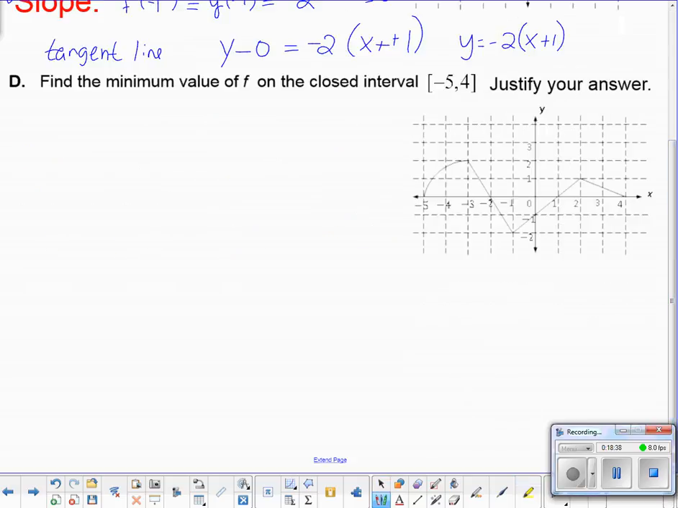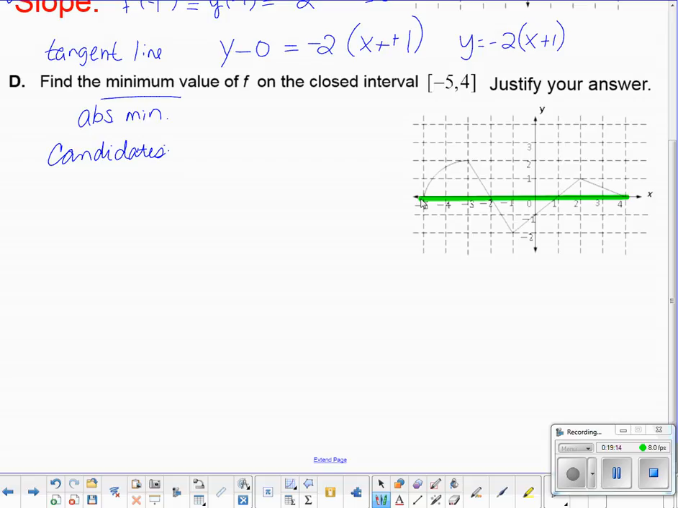Okay, part D, find the minimum value on the closed interval -5 to 4. So really this encompasses that entire region, right? So we've got to consider all of that. I'm going to leave that line there. So find the minimum value of f. When the word minimum is written like that, we interpret it as the absolute minimum. Possible candidates for an absolute minimum, well, there are going to be a few.